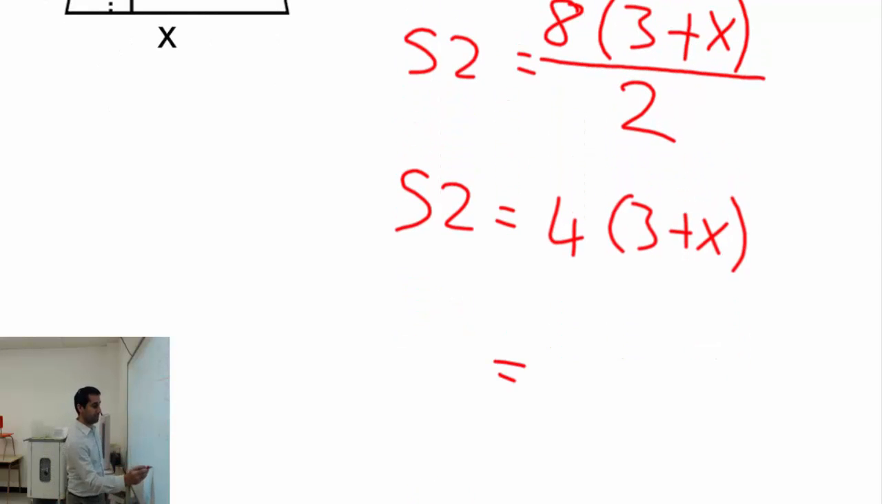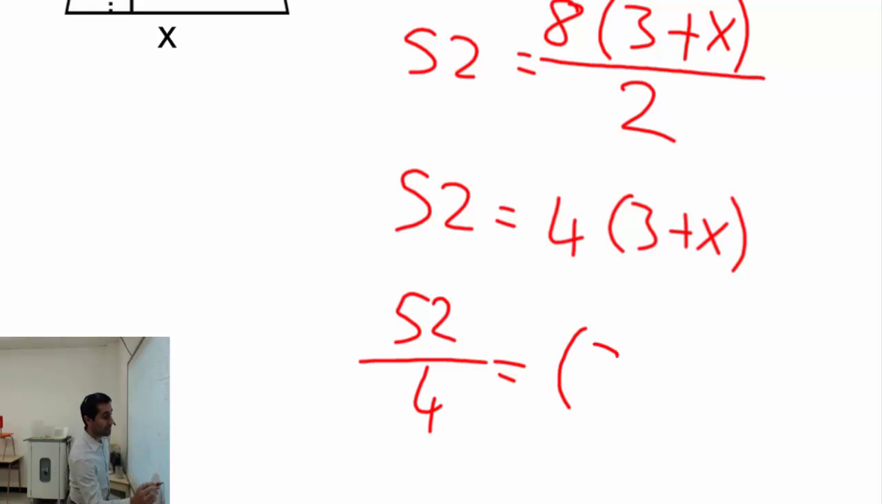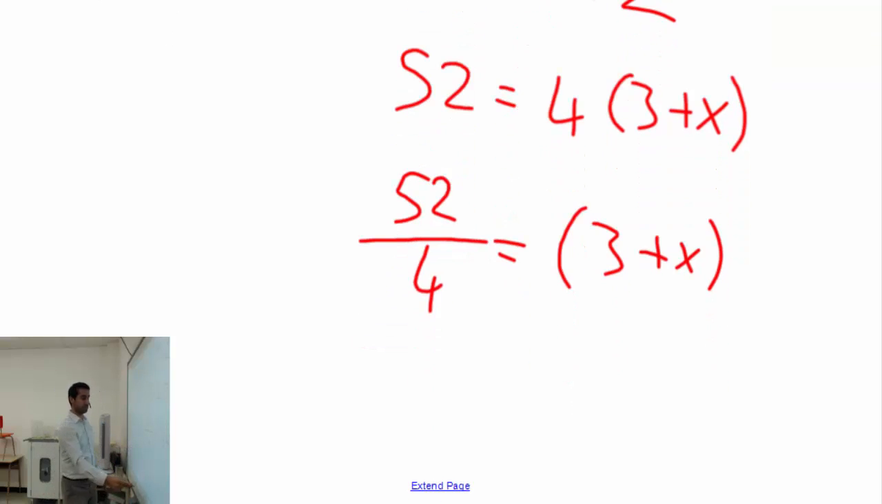Equation. Make the division line. Underneath goes 4. 52 goes right here. And now bracket 3 plus X is alone, which is a good thing. That's what I want.